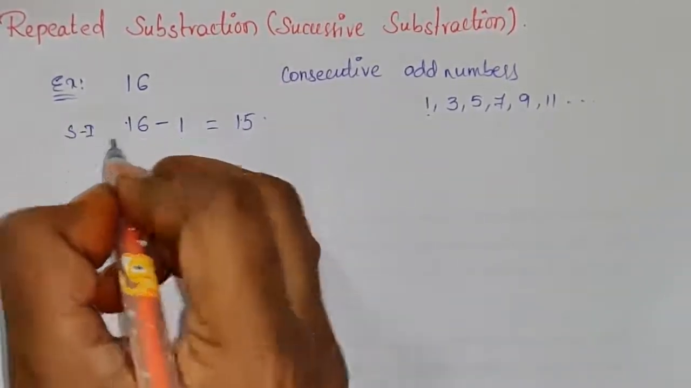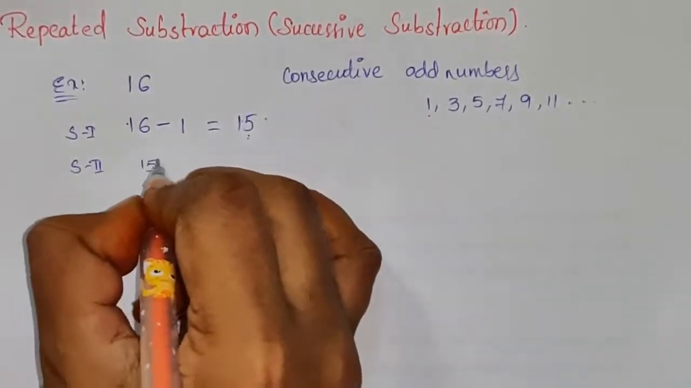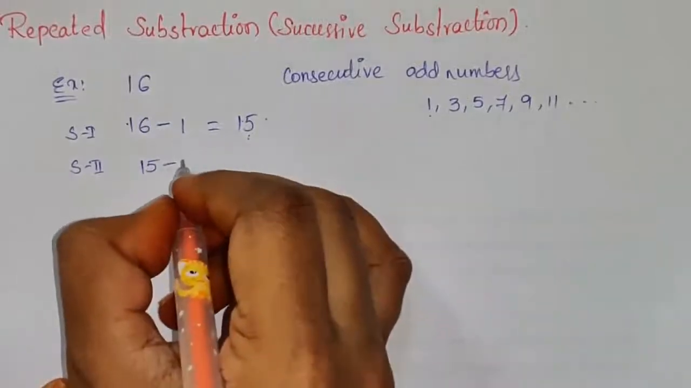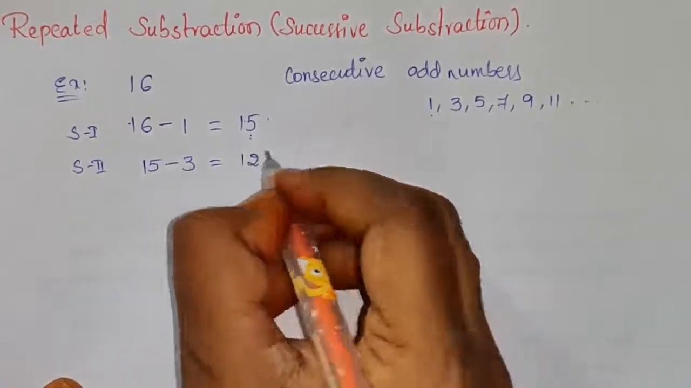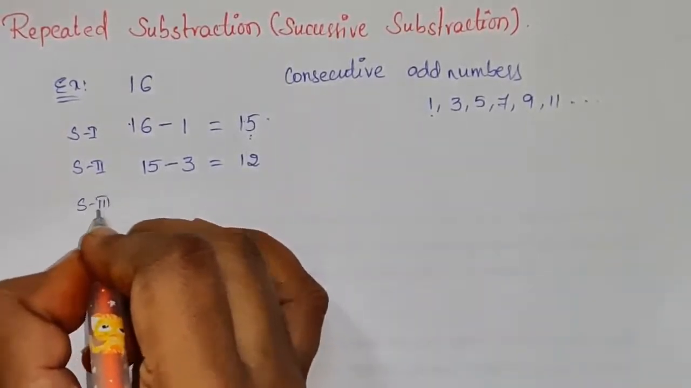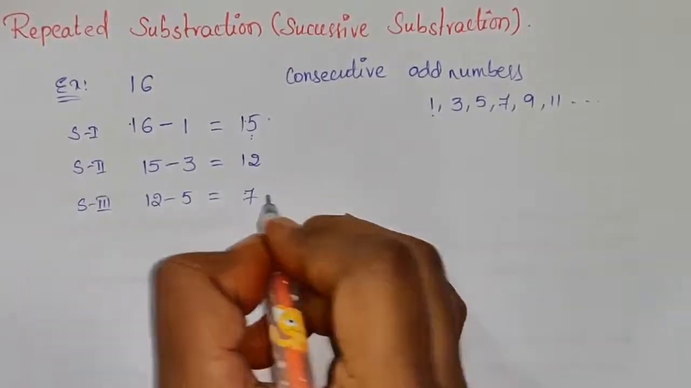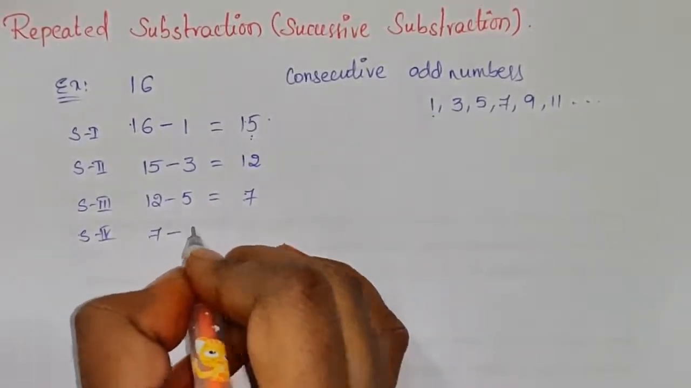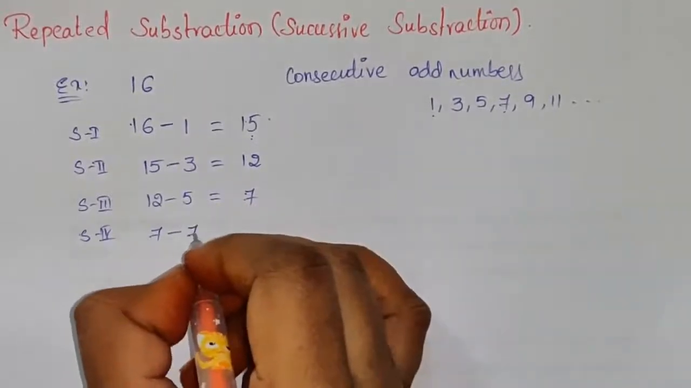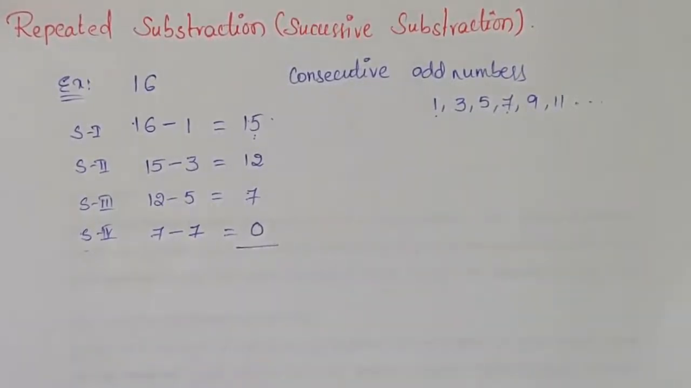This is step 1. When you take step 2, from that result we need to subtract the second consecutive odd number, that is 15 minus 3 will give us 12. And in step 3, 12 minus 5 which gives 7. And in step 4, 7 minus the next one, which is again 7. 7 minus 7 is 0. So here in step 4 we got 0. So we need to stop the subtraction here.